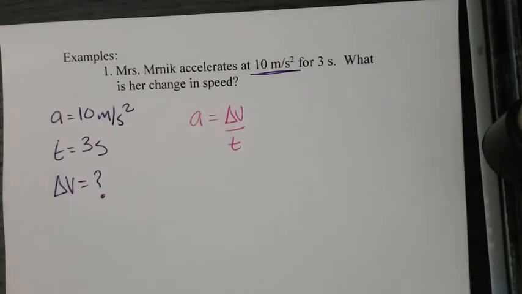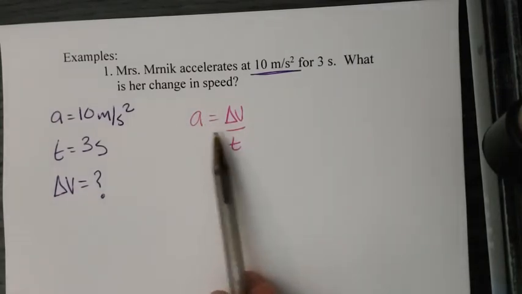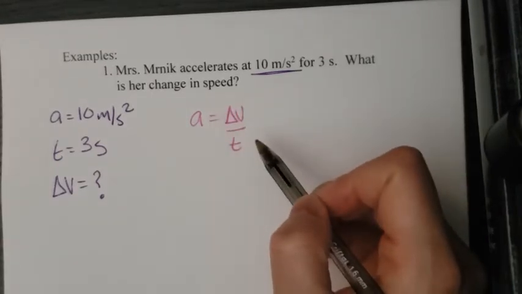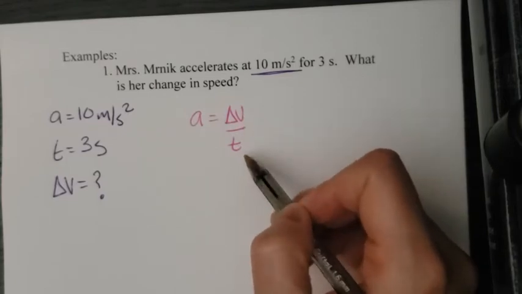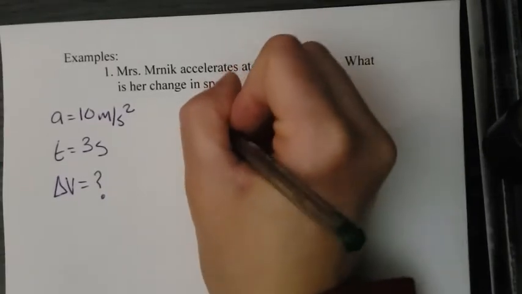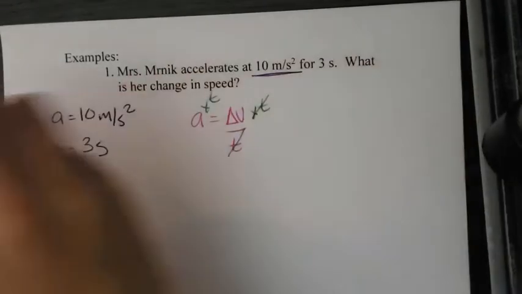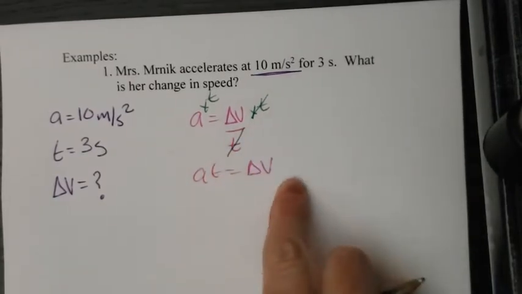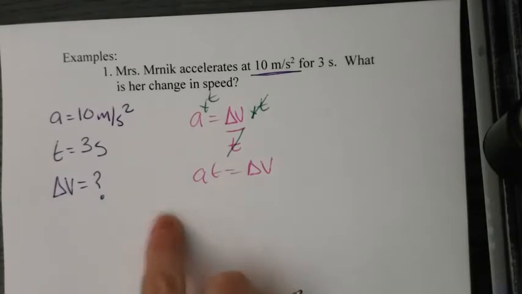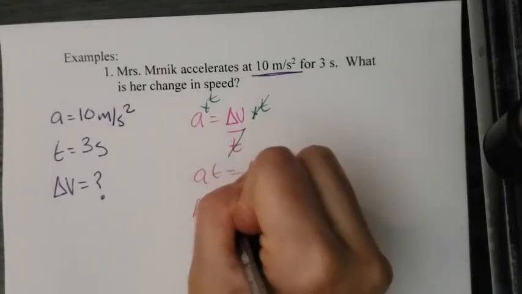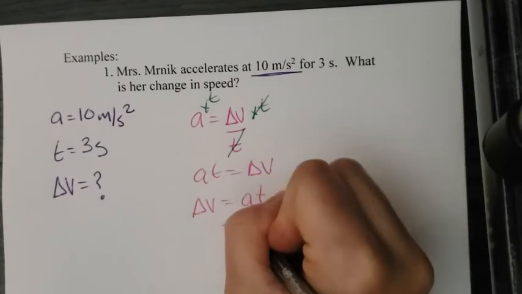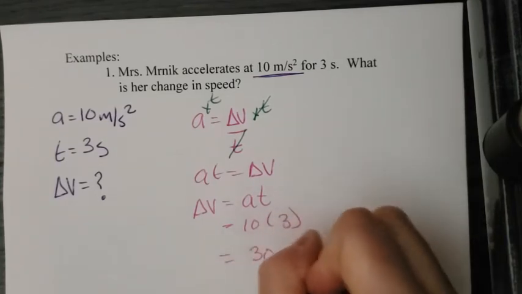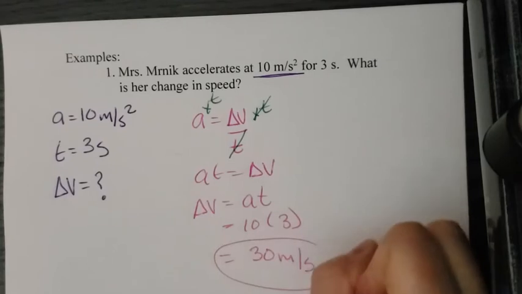However, this formula is solving for A. I don't want A by itself. I want delta V by itself. So to get delta V by itself, to rearrange, you always do the opposite. Right now, delta V is being divided by T. So the opposite of divided by T is to multiply both sides by T. The T's will cancel out. And I have AT is equal to delta V. And that's totally fine, except the better way to write this is to always write whatever you're solving for on the left side. So delta V is equal to AT. A is 10, T is 3. So 10 times 3 is 30 meters per second. And we're done.